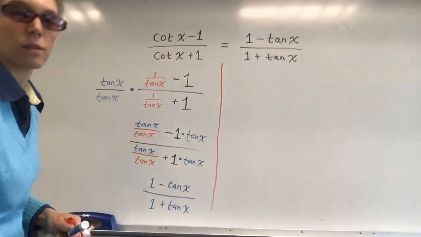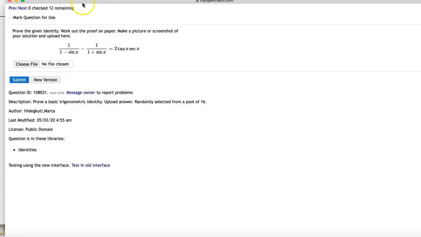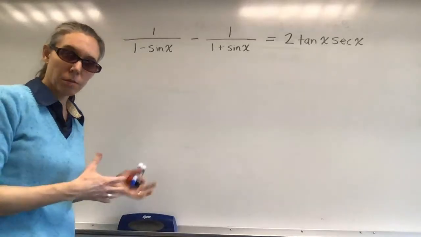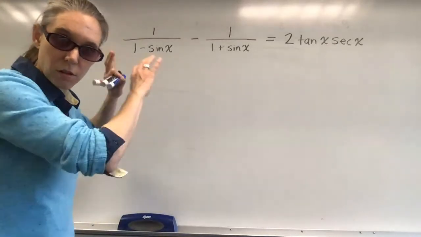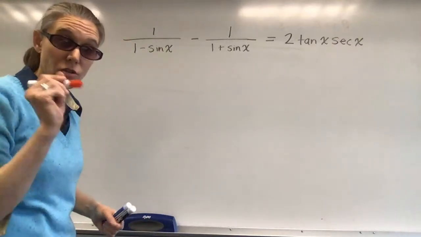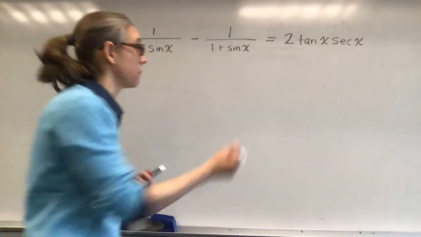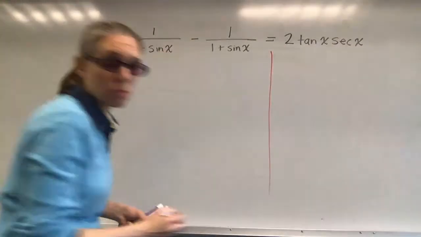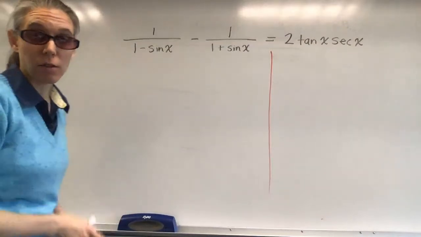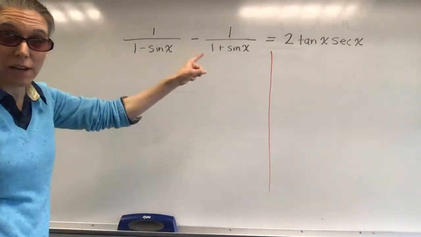Okay, let's look at another one. So for our next one, we have 1 over 1 minus sine x minus 1 over 1 plus sine x. We have to somehow get this left-hand side to equal the right-hand side. So I'll put this up on the board. So on your paper, also copy the original identity to be proved, then draw a line under the equal sign. Now, which side looks more complicated? The left-hand side. We have fractions and we have a subtraction problem.